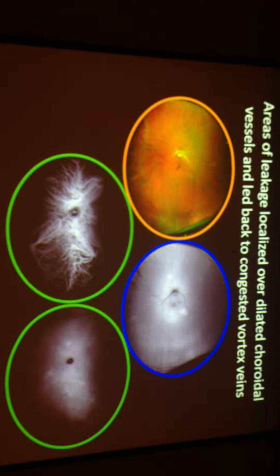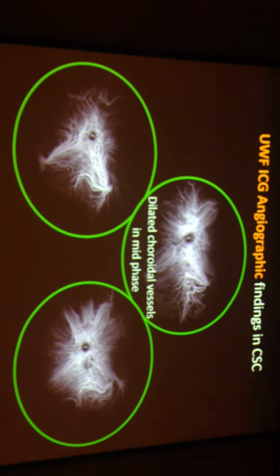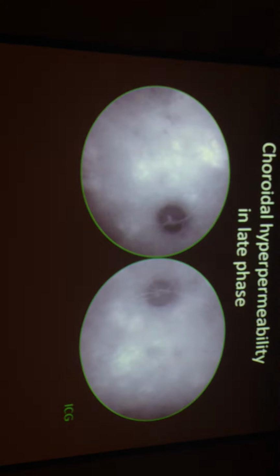Okay, and then we can do ICG as well as ultra-wide field ICG for these patients with CSC, and you can notice that you will find the areas of leakage to be localized over dilated choroidal vessels. And most of the time you can see the dilated choroidal vessels lead back to congested vortex veins. And in the late phase, you can see choroidal hyperpermeability. So in the mid phase, you see dilated choroidal vessels, and in the late phase, you see choroidal hyperpermeability.